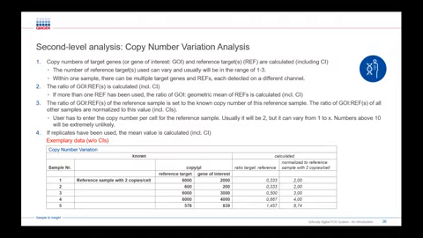The way we perform copy number variation analysis is quite similar. Copy numbers of the gene of interest and the reference target are calculated. Then the ratio of gene of interest versus reference target is calculated. The ratio of gene of interest versus reference target of the reference sample is then set to the known copy number of this reference sample, in this case 2. The ratios of all other samples are compared to this reference sample, and the corresponding copy numbers automatically will be calculated as it is seen here.